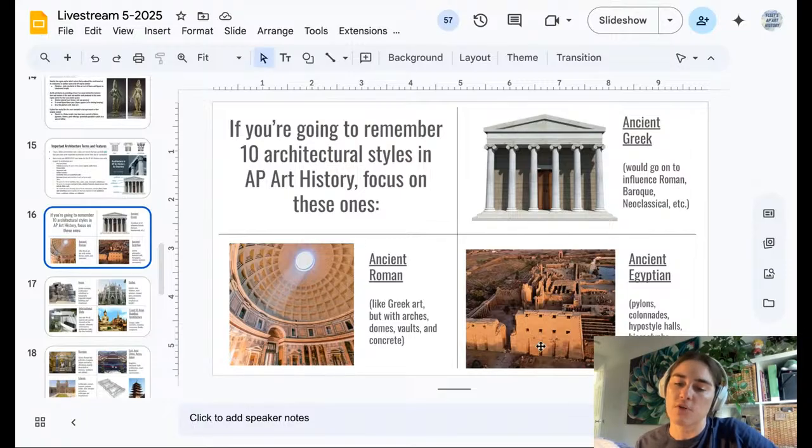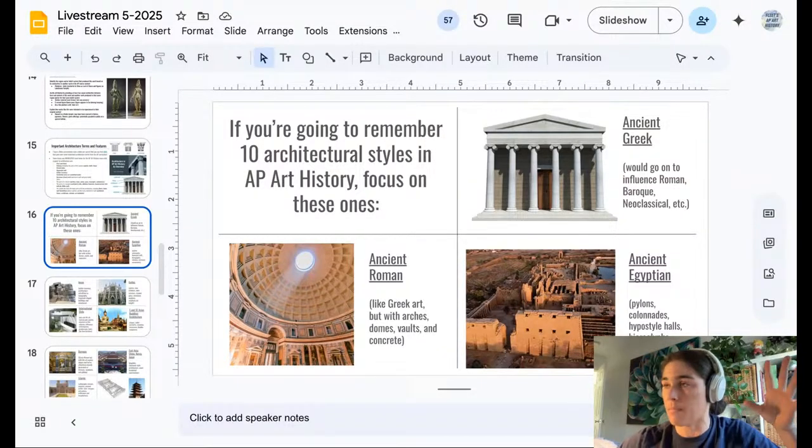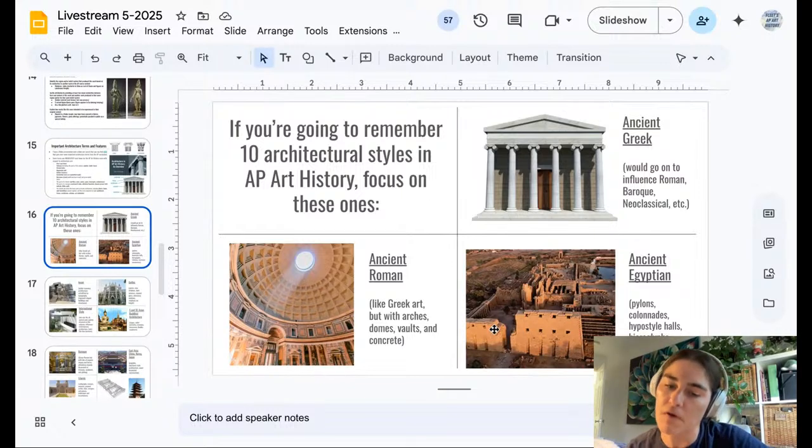Ancient Egyptian architecture is also important. We're of course very familiar with the ancient Egyptian pyramids in Giza, in Lower Egypt, from the Old Kingdom. But it's also important to remember this hypostyle style architecture that we see in places like the Temple of Amun-Ra and Hypostyle Hall, as well as the mortuary temple of Hatshepsut, right? There's lots of mortuary monuments in ancient Egyptian art.